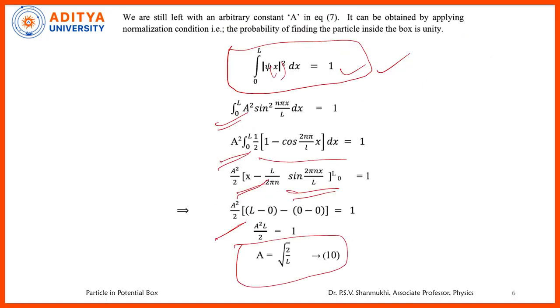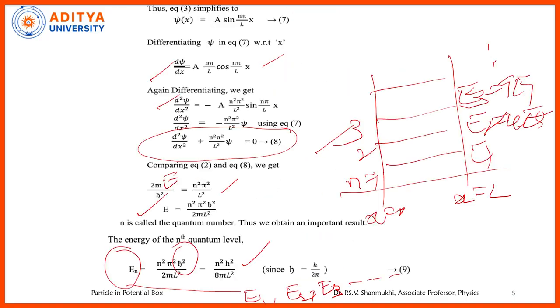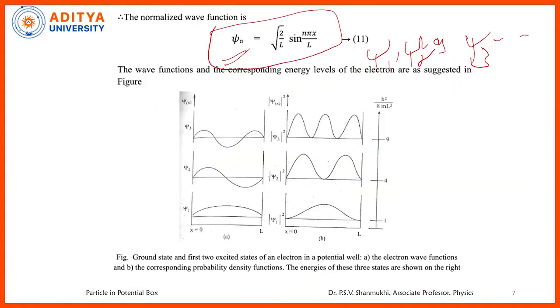What are the eigenvalues we got? E1, E2, E3, and so on, given by n squared h squared by 8 m L squared. These are the discrete energy values, the eigenvalues, and psi 1, psi 2, psi 3, and so on are the discrete wave functions, called eigenfunctions. Just observe, give n equal to 1, 2, 3, and so on, and you will get psi 1, psi 2, psi 3: half wave, one complete wave, 1.5 waves, 2 waves, 2.5 waves, like that. These are the discrete waves.